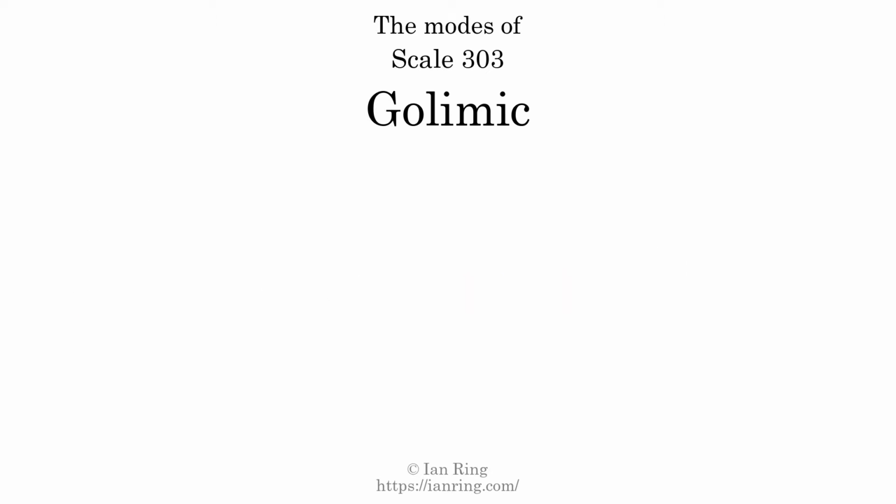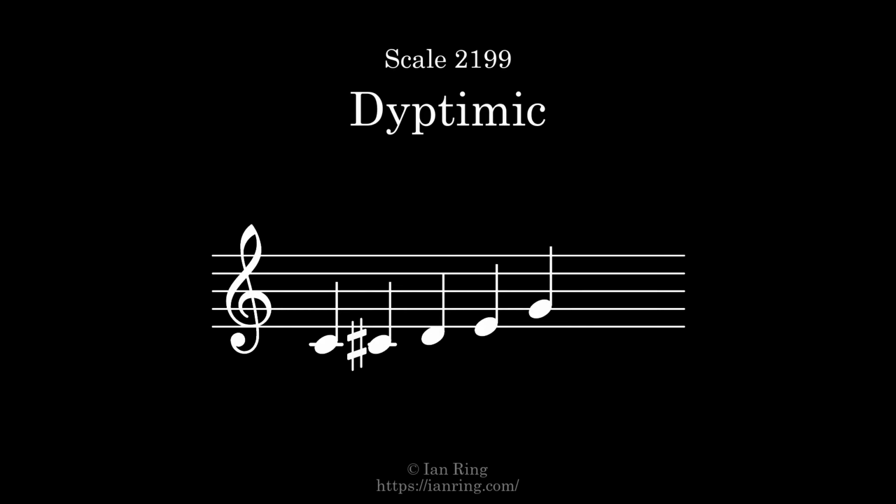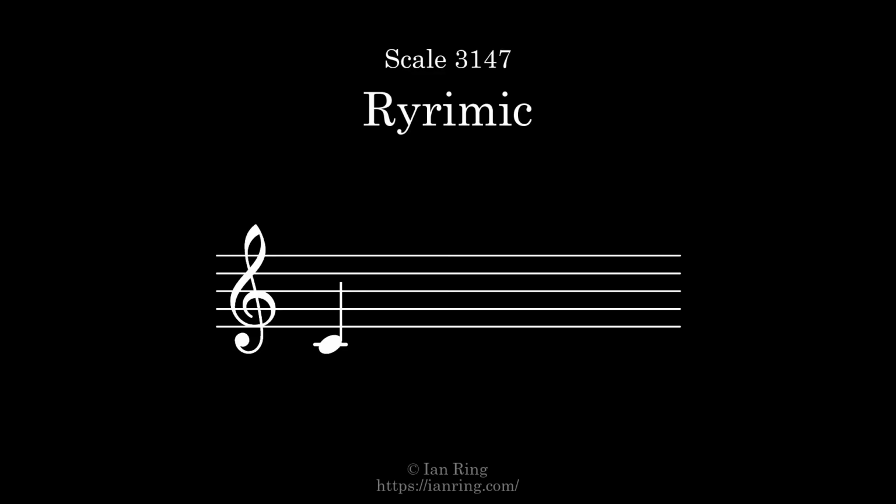This scale has 6 modes. The first mode is itself. The second mode is scale 2199, also known as diptymic. It sounds like this. The third mode is scale 3147, also known as rhythmic. It sounds like this.